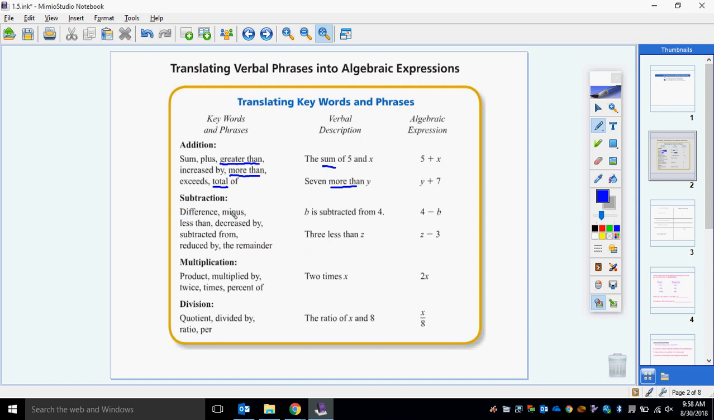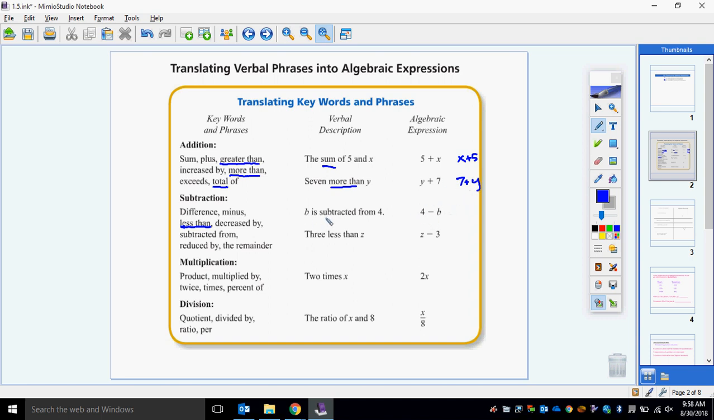Subtraction: difference, minus, less than is a common one, decreased by, subtracted from, reduced by, and the remainder. Less than is an important one. So let's look at both of these though. b is subtracted from 4. Remember, with subtraction the order matters. Up here in addition, I could have had x plus 5 or 7 plus y. It didn't matter, but subtraction does.